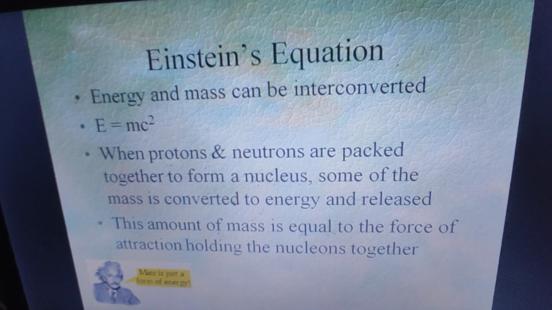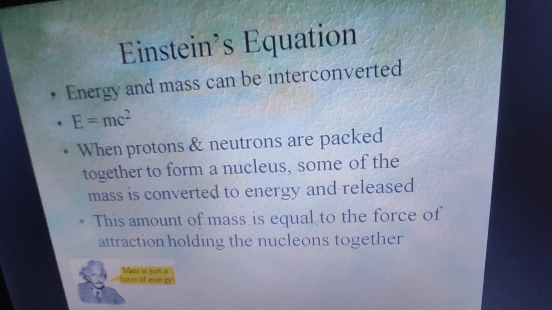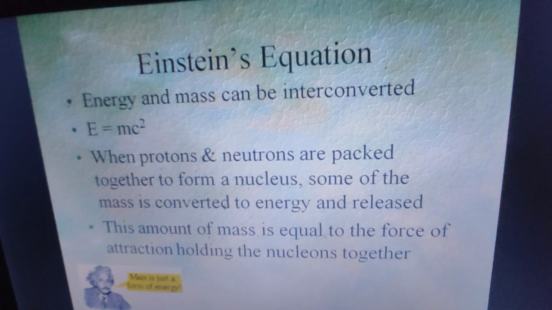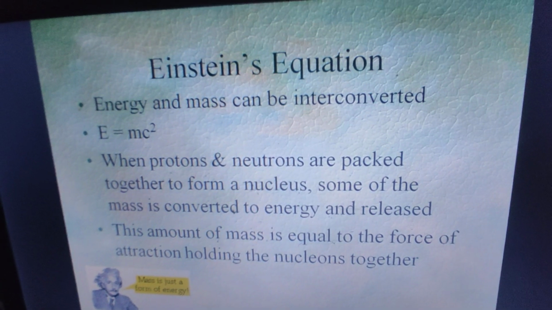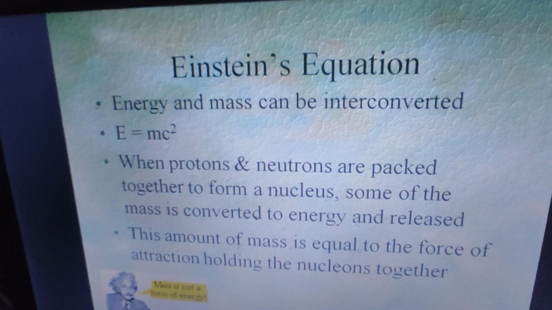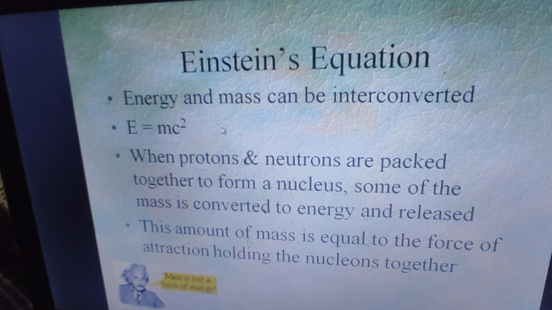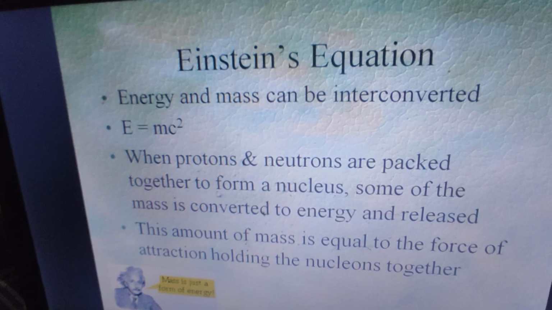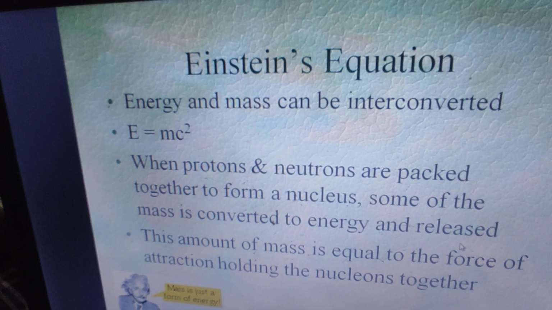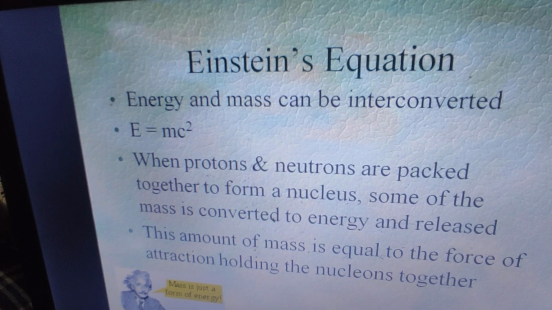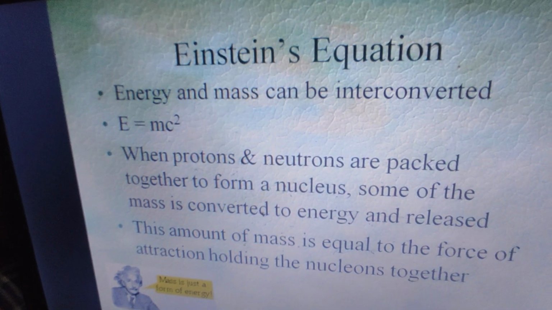Here energy and mass can be interconverted. The equation E = mc² is one of the well-known contributions from Einstein. When the protons and neutrons are packed together to form the nucleus, some of the mass is converted into energy and it is released. So when these protons and neutrons come together into the nucleus, the energy is released.